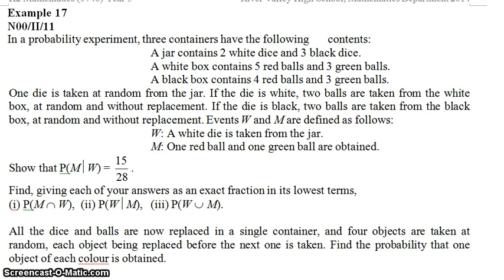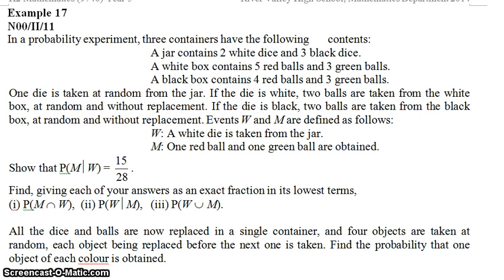W is that a white die is taken from the jar, and M is that 1 red ball and 1 green ball are obtained. Show that the probability of obtaining 1 red ball and 1 green ball, given that a white die is taken from the jar, is 15 upon 28. So that's the first part.